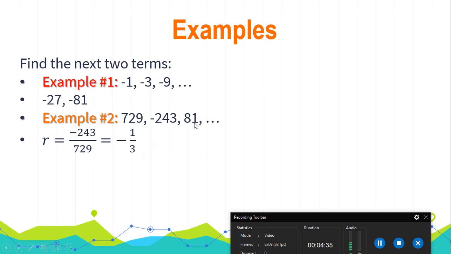So we're going to multiply 81 times -1/3, and that will give us -27. And now we'll multiply -27 times -1/3, which is +9. And you'll get that alternating positive-negative effect.